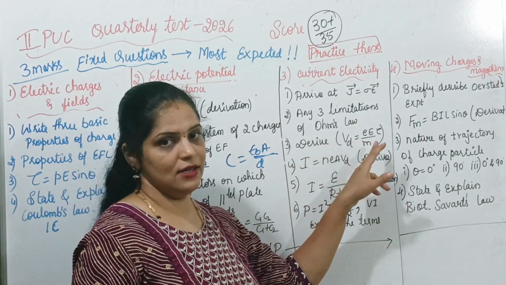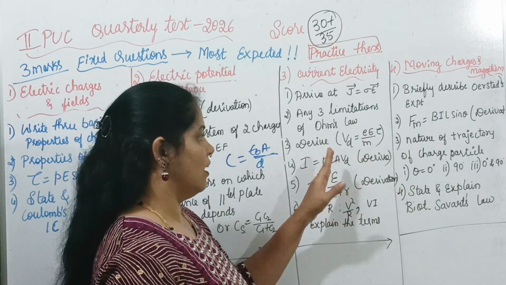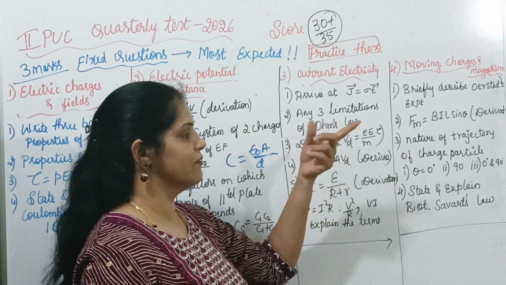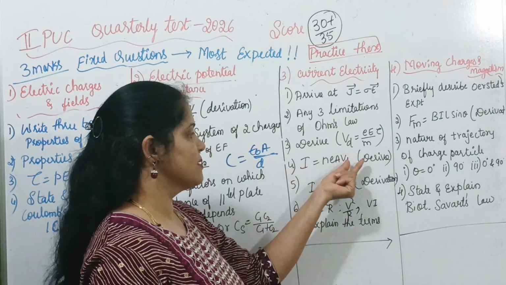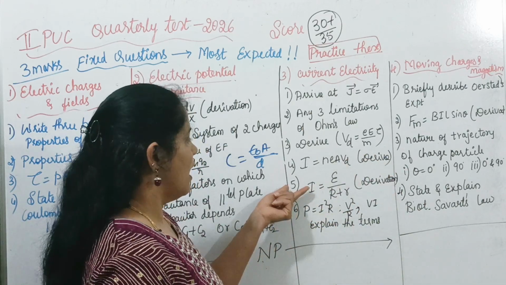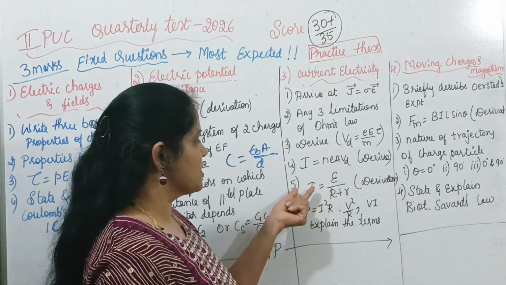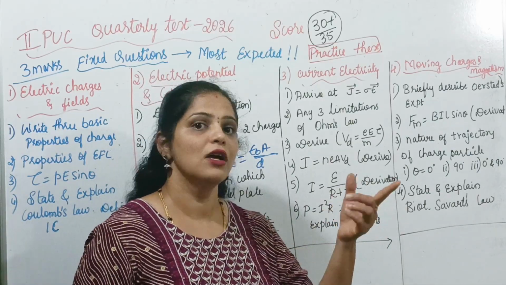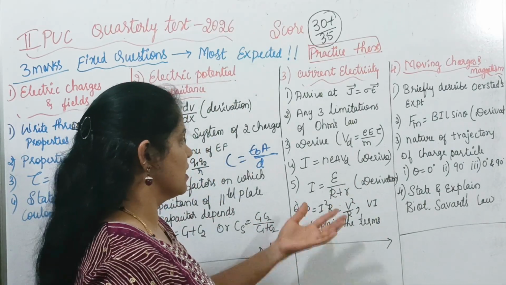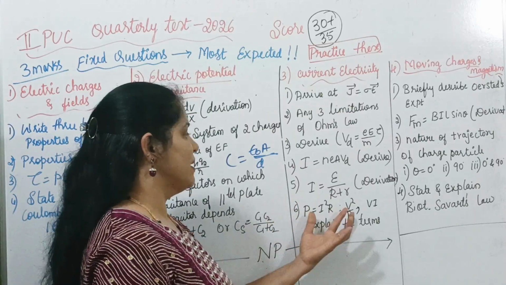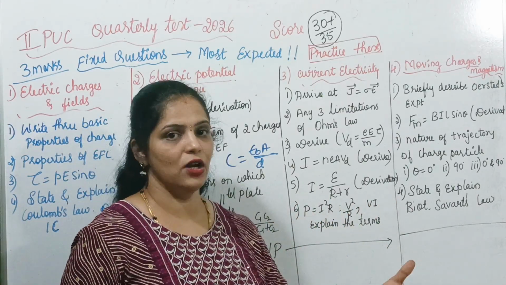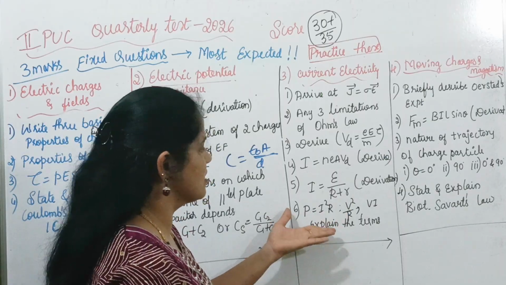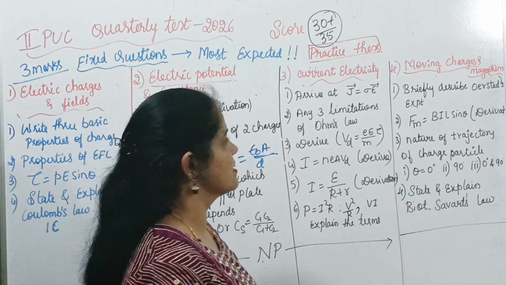Derive drift velocity in terms of relaxation time. Or mention and explain the terms for 2 marks, or derive the relation for 3 marks. Derive current in terms of drift velocity for 3 marks. And derive the expression for current passing through the cell when the cell is connected to an external resistance. That is one of the important questions. And mention the expression for power loss and explain the terms used. Also an expected question in current electricity.